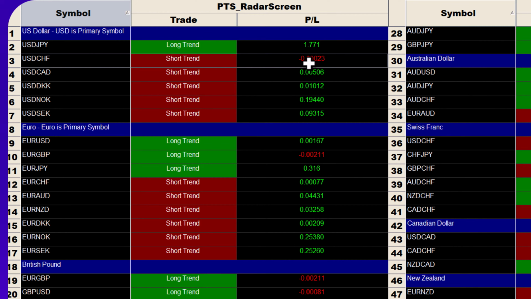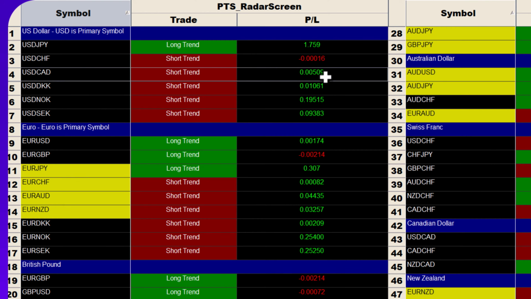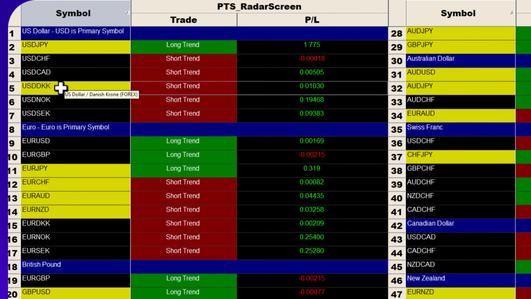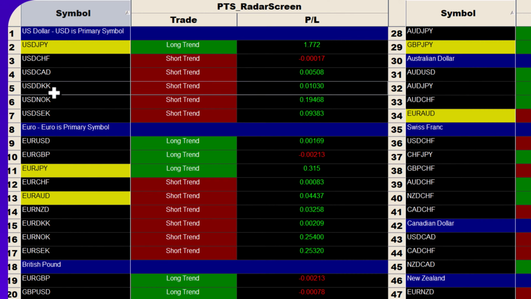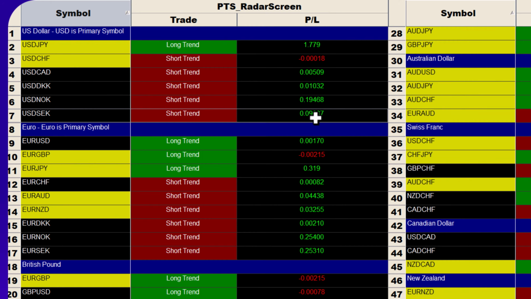Dollar Swissy, losing 2 pips. Dollar CAD, we've had a short signal the last couple of days, up 50 pips. These are swing trades, by the way, guys, okay? So these are not day trades. These are on the daily time frame signals. And I don't particularly trade any of those currencies, but pretty much nicely up 194.93 here.